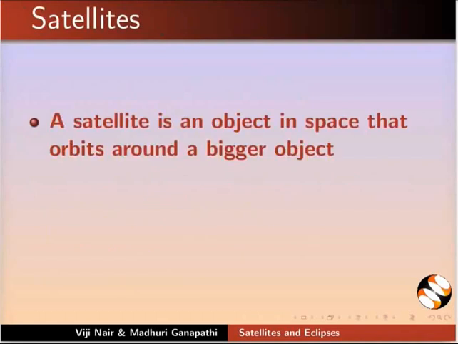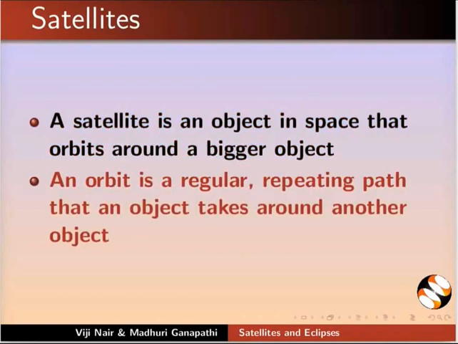A satellite is an object in space that orbits around a bigger object. An orbit is a regular repeating path that an object takes around another object.